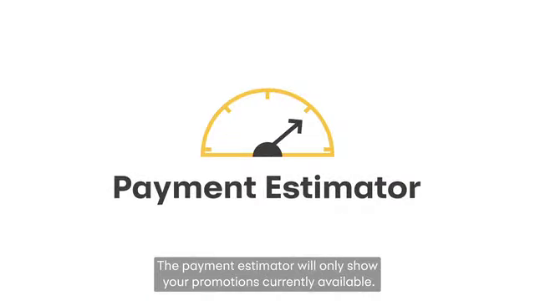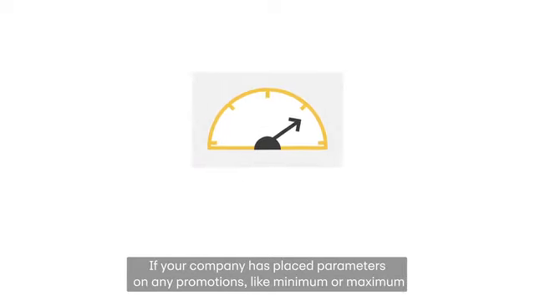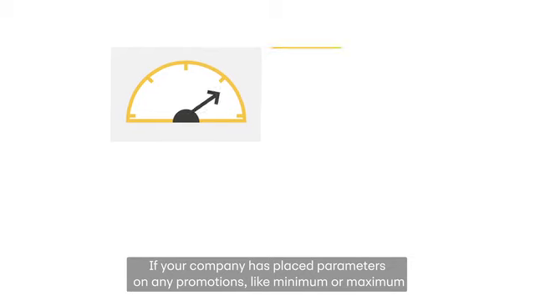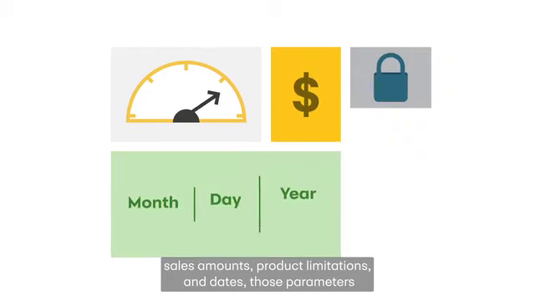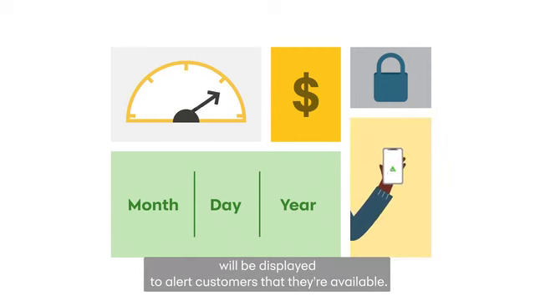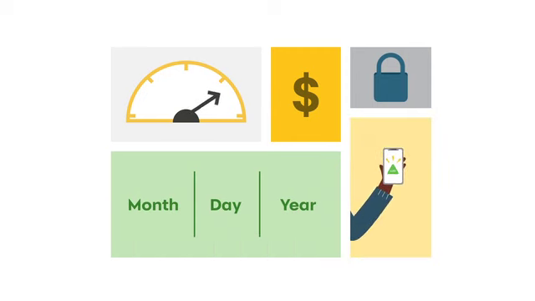The Payment Estimator will only show your promotions currently available. If your company has placed parameters on any promotions, like minimum or maximum sales amounts, product limitations, and dates, those parameters will be displayed to alert customers that they're available.